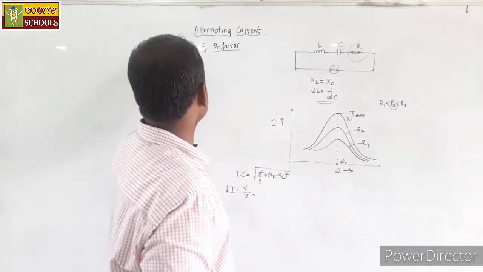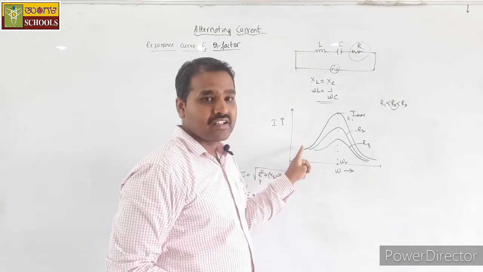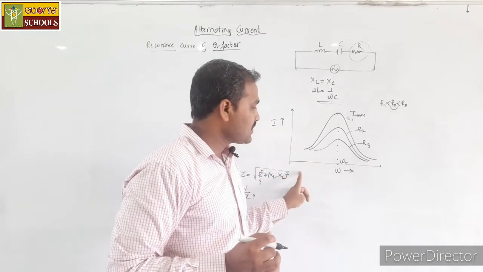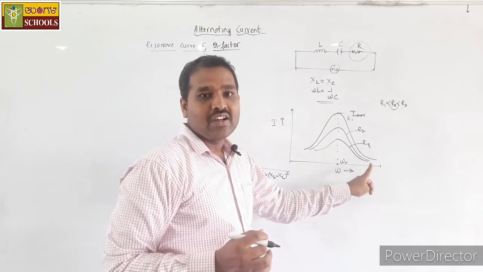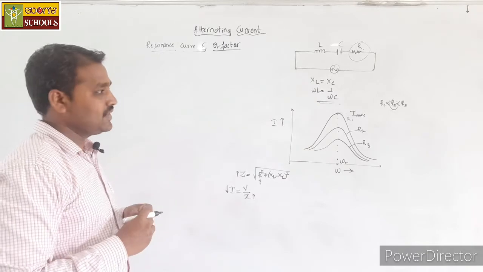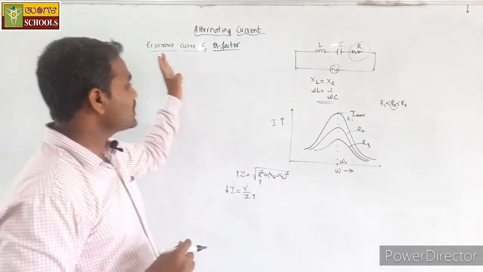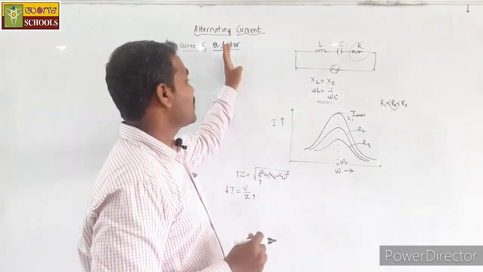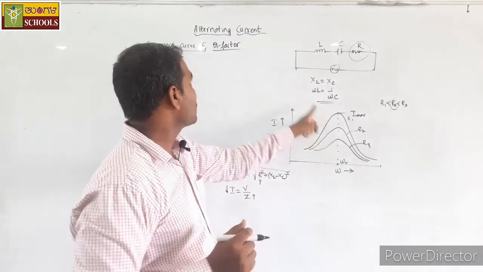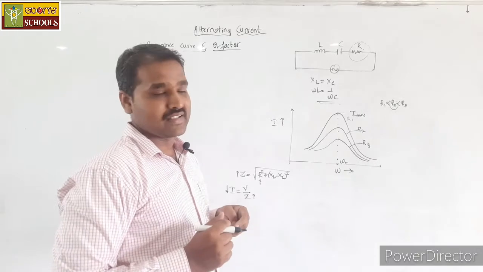So this resonance curve is the curve which indicates the variation of the alternating current with respect to the frequency of AC. The resonance curve is associated with a quality factor. So the relation between the resonance curve, sharpness of the resonance curve and quality factor we shall discuss.